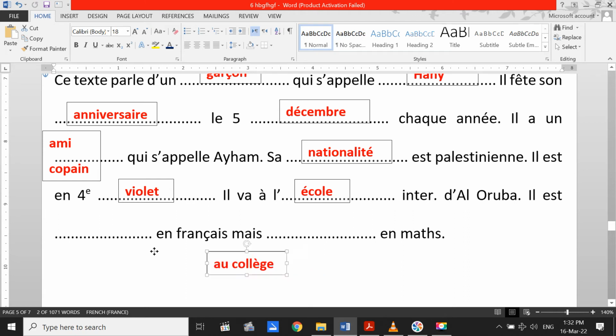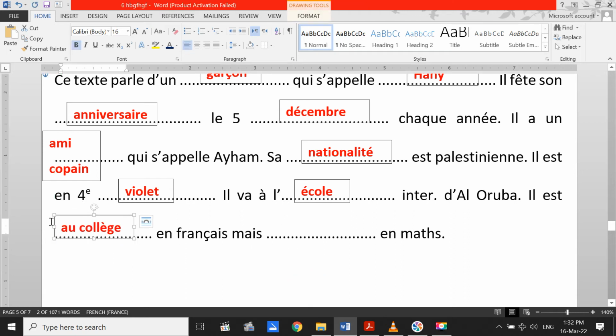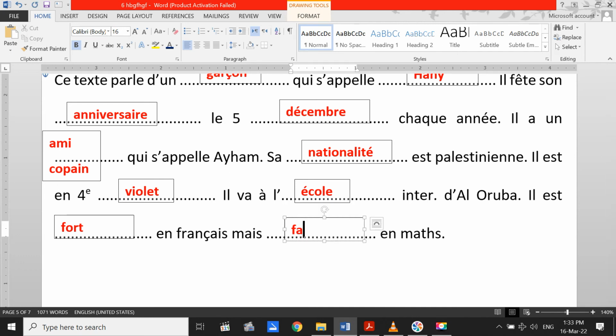Il est fort, or excellent en français, mais, but. Because of but, we say here, en maths, faible. Faible means he is weak in math.